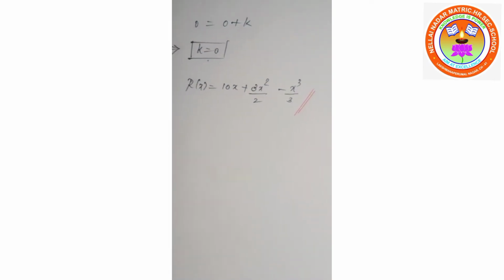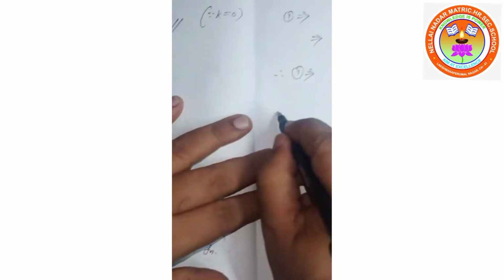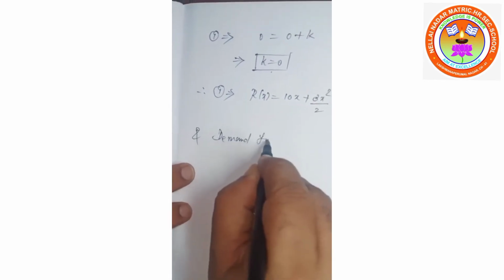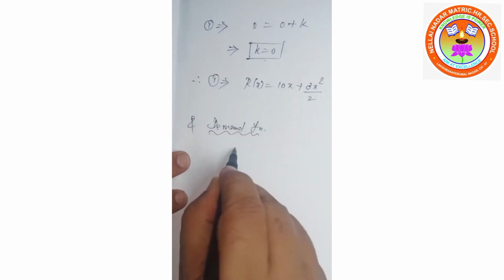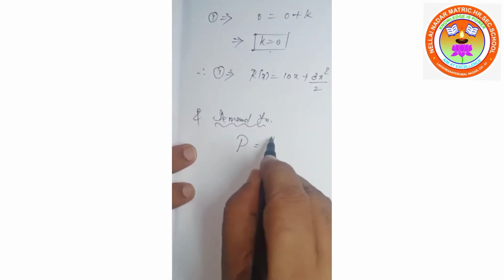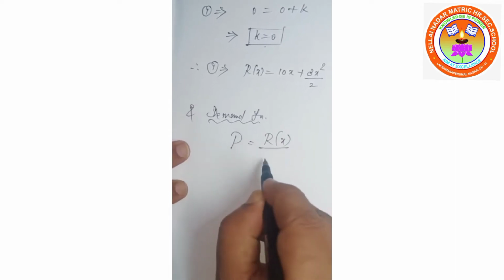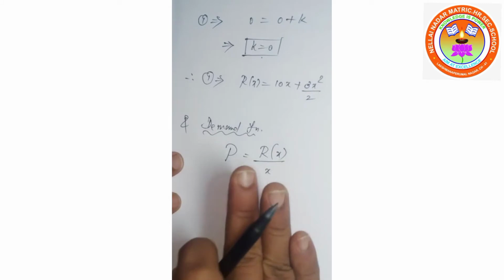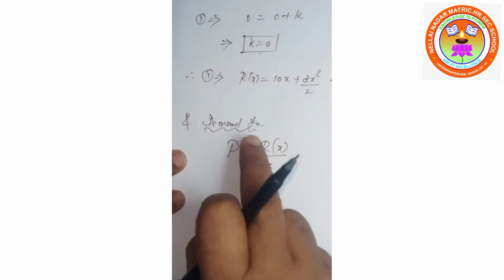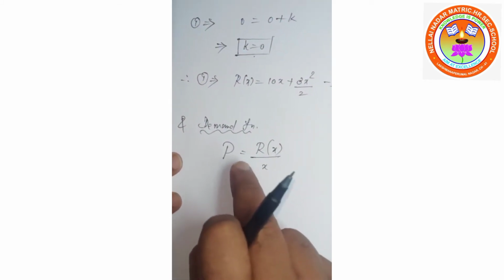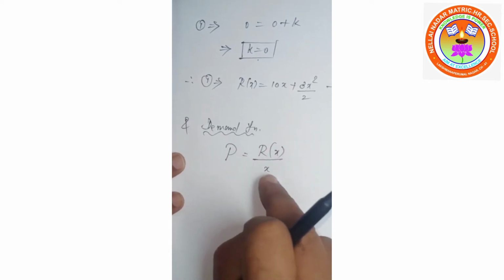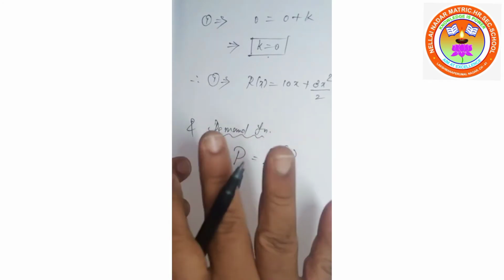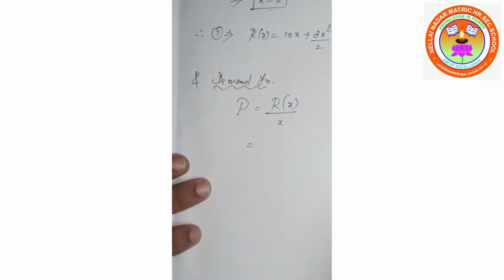Then you have to find out the demand function. You know the formula: demand function, P equals R of x by x. Demand function and average revenue have the same formula. For the demand function you can write P equals R of x by x. Average revenue AR equals R of x by x, same formula only here.